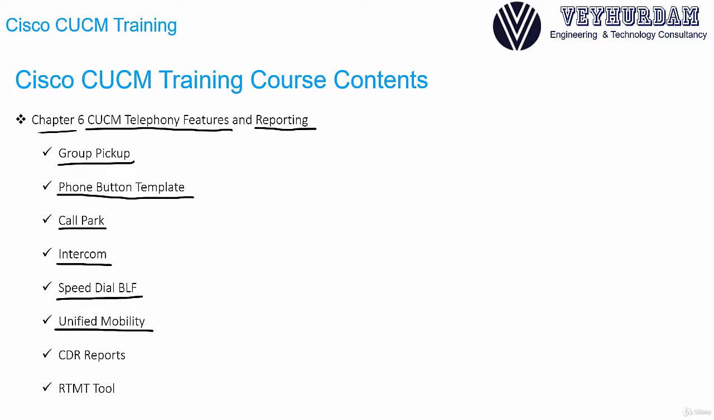So this chapter will be all about telephone features, and then we will go over the CDR reports. As a last item, we will talk about the RTMT tool. This video will be very long because RTMT needs to be investigated in a deep dive. So we will go over telephone features and reporting, and we will understand the RTMT tool.